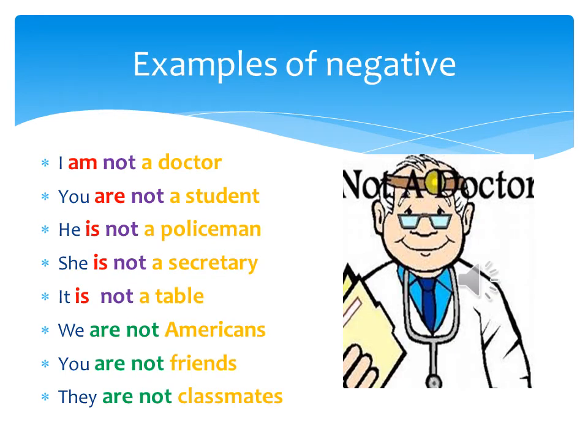Now I'm going to give examples of the negative case. It's the same as the affirmative, the only change is that we add not, which refers to the negative. So in this استعمال not نشير إلى النفي. So I am not a doctor, you are not a student, he is not a policeman, she is not a secretary, it is not a table, we are not Americans, you are not friends, they are not classmates.